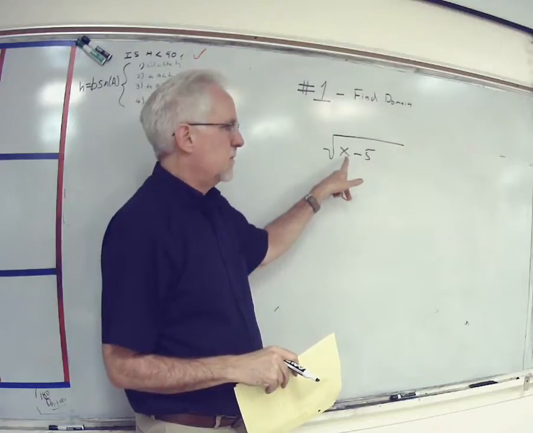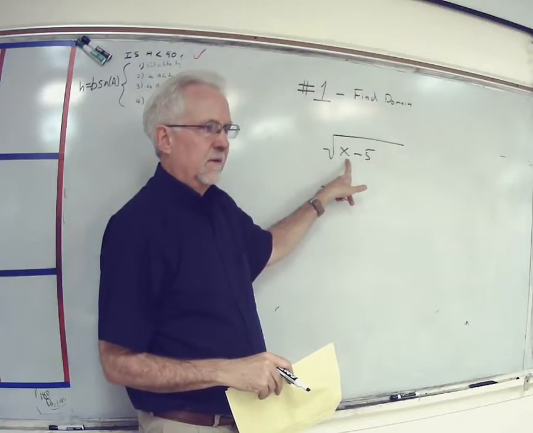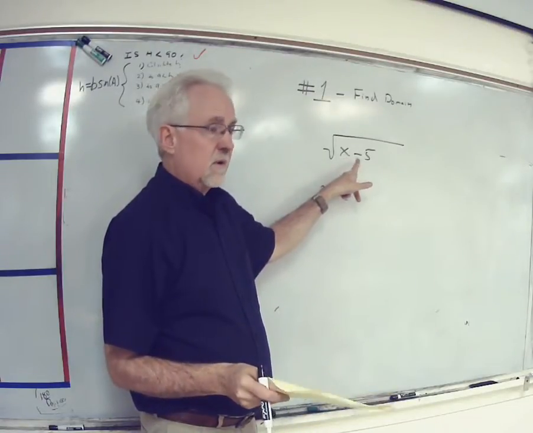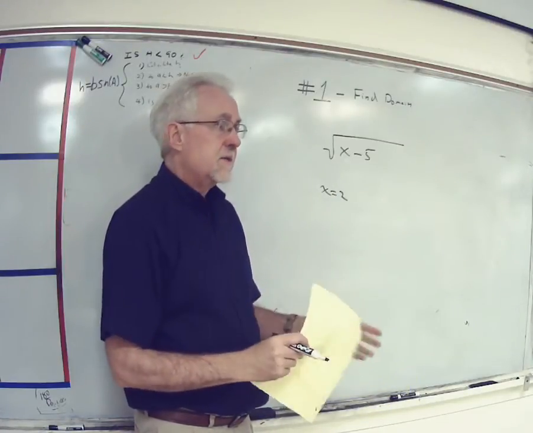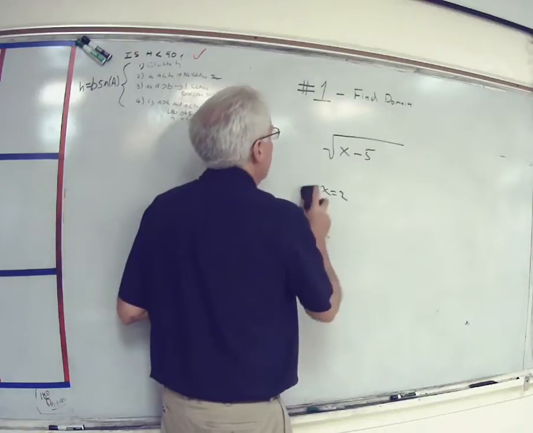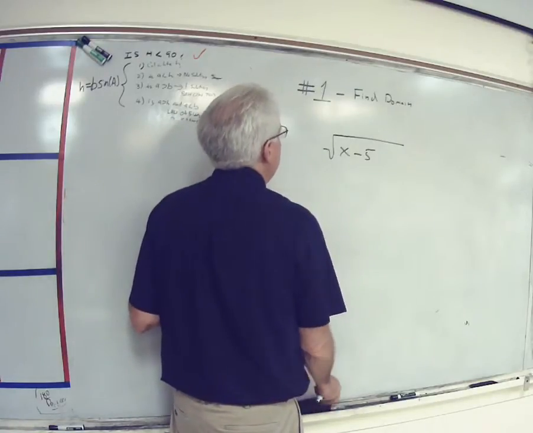What would happen if x equaled 2? 2 minus 5 is negative 3. I'd have the square root of negative 3, and so I would get a not real solution, right? So I've got to stay within the domain. So number 1 is find the domain.